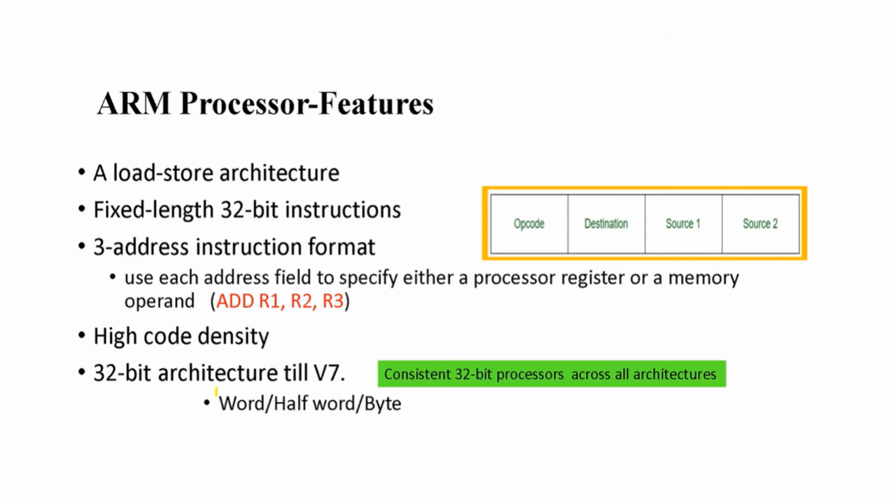Okay, it has high code density. I told you that it is a 32-bit architecture till V7. From V8 it is 64-bit. Okay, so it is a consistent 32-bit processor across all the architectures.